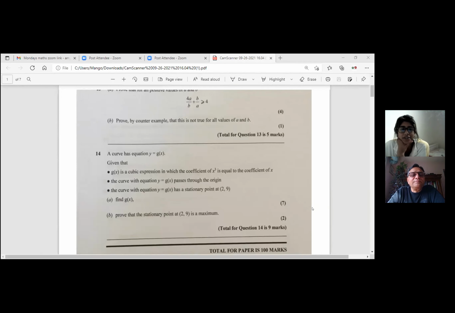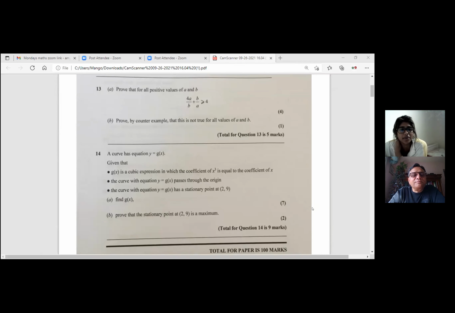So yeah, final question. It's a bit of graphs. A curve has equation y equals g(x). Given that g(x) is a cubic expression in which the coefficient of x cubed is equal to the coefficient of x. Okay. So basically, if I write this as ax cubed plus bx squared plus cx plus, let me say d now, they are saying that c is equal to a, right? Okay, continue reading. This is your function g of x, correct?